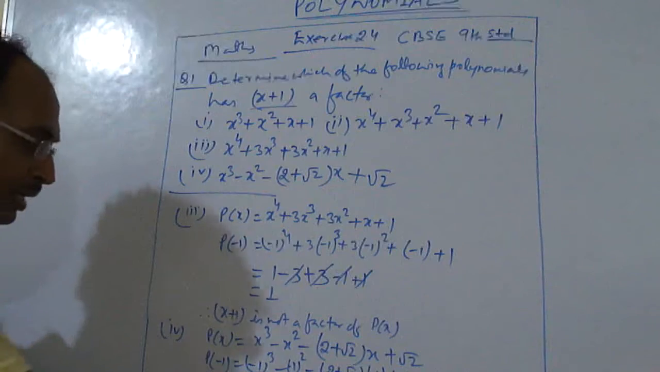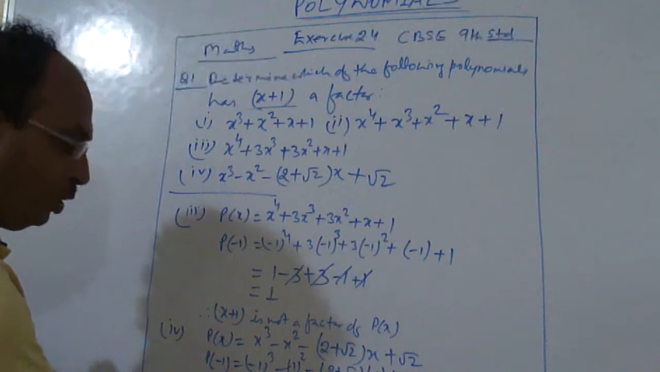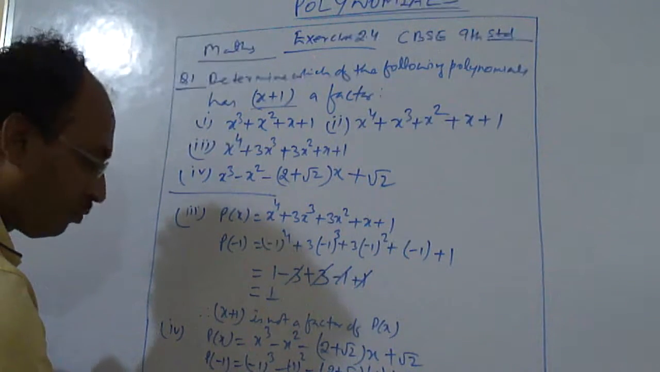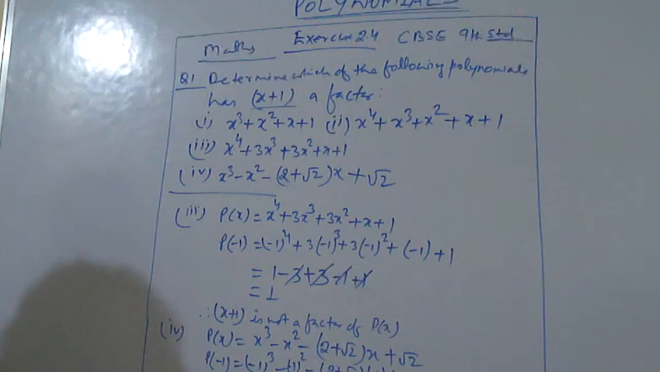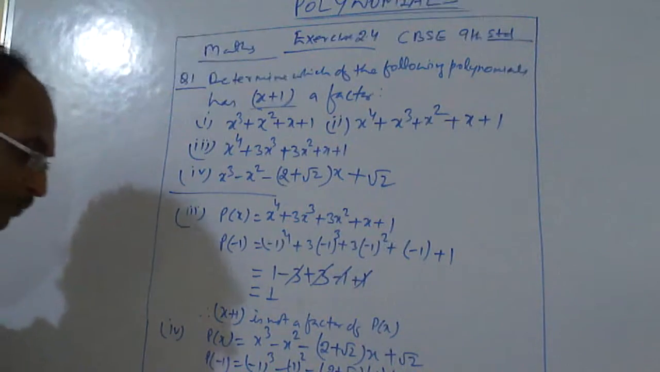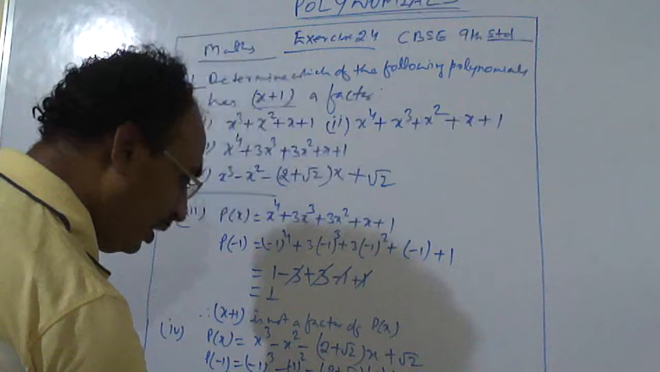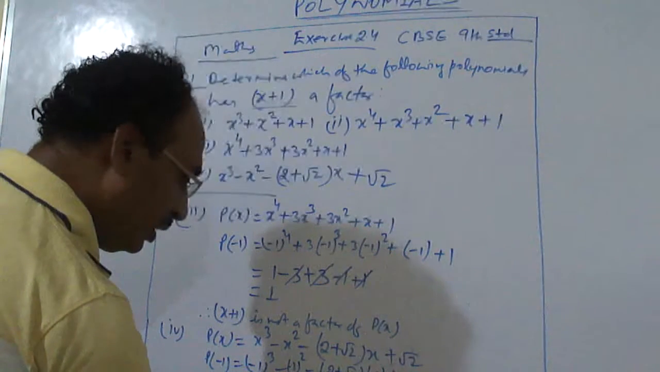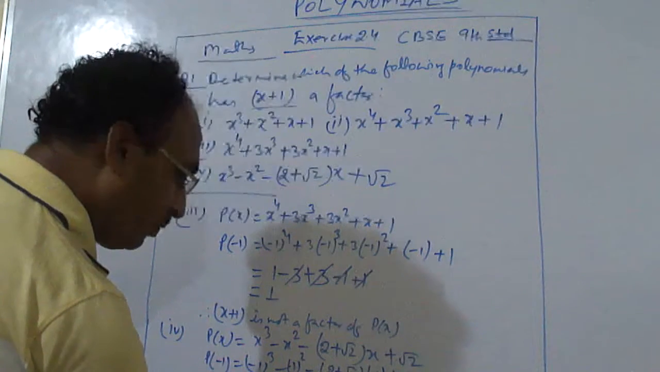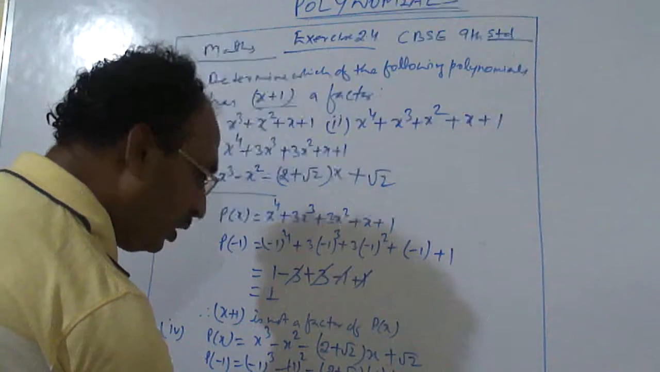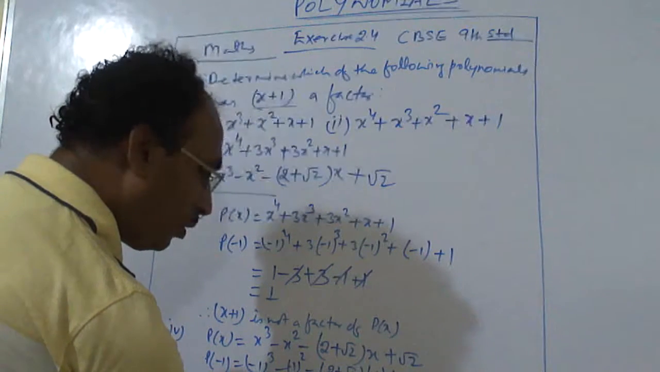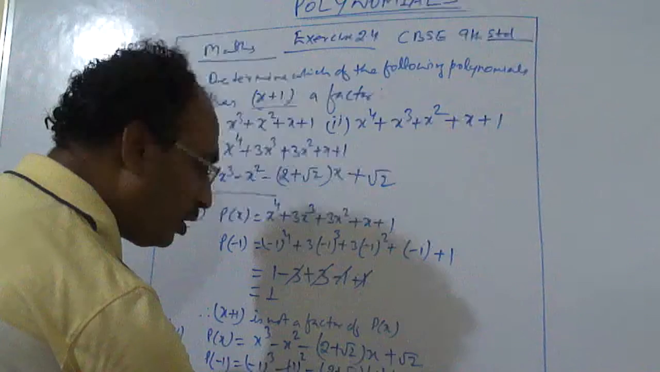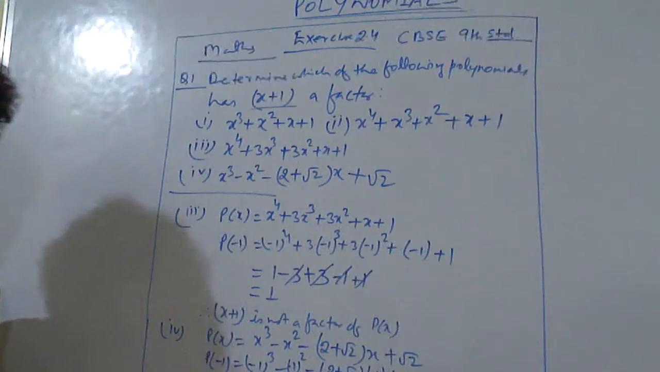Now here what we have got? 2 root 2. Again it is not equal to 0. Therefore x plus 1 is not a factor of p(x). Understood?